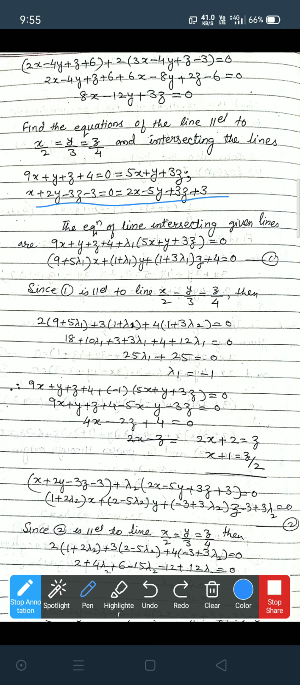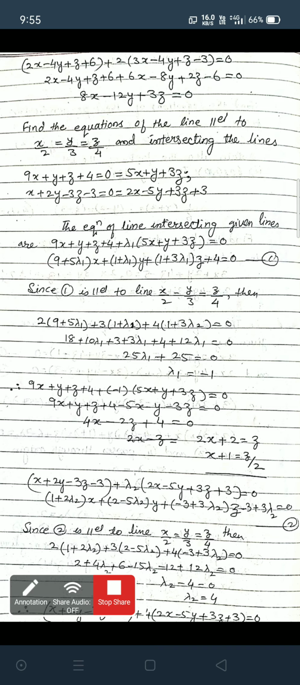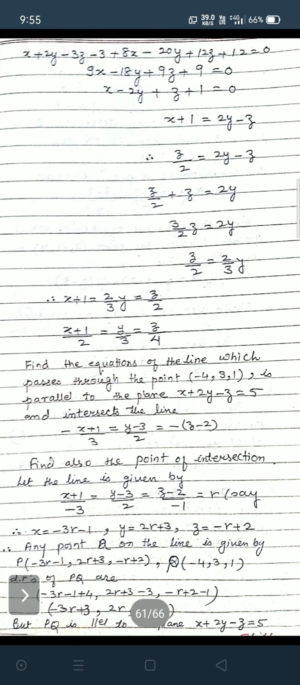Similarly, from this equation, if we combine this with lambda 2, then we get this equation. And again, this is parallel to this line. So we have 2 into 1 plus lambda 1 plus 2 lambda 2 plus 3 into 2 minus 5 lambda 2 plus 4 into minus 3 plus 3 lambda 2 is equals to 0. We get here the value of lambda 2 and put the value of lambda 2 in equation number 2. We get our next equation.